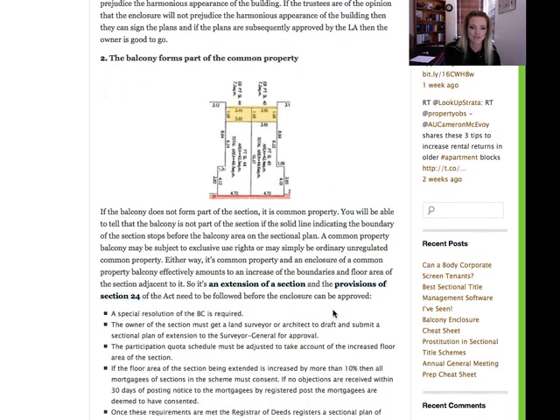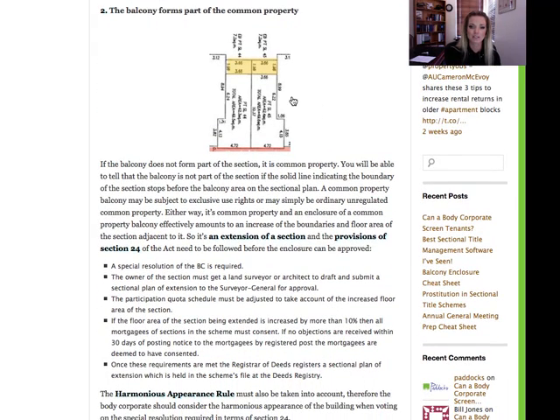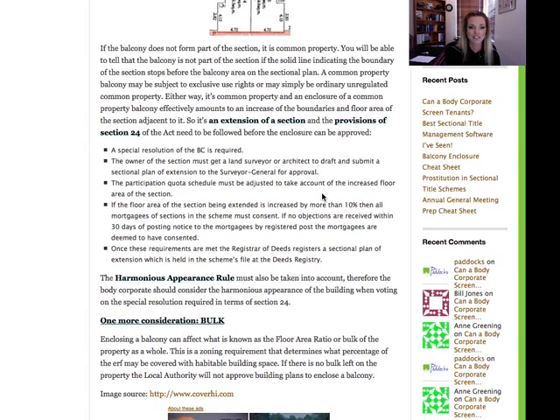Now, in terms of Section 24, a special resolution of the body corporate is required. The owner of the section must get a land surveyor or an architect to draw an amending sectional plan of extension to submit to the Surveyor General for approval. The participation quota schedule must be adjusted to take into account the increased floor area, and if the floor area of that particular section is being increased by more than 10%, then all the mortgagees of sections in the scheme must consent.